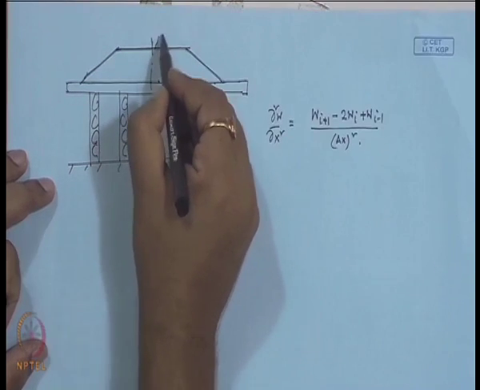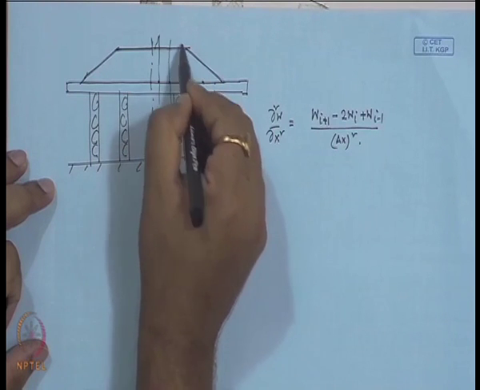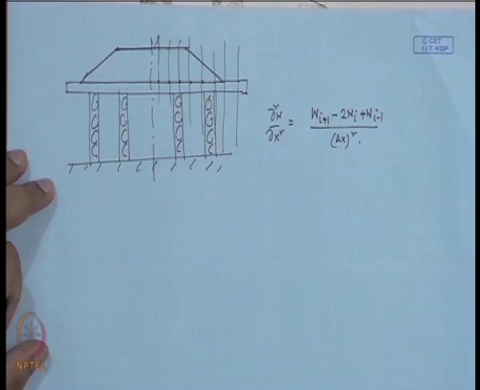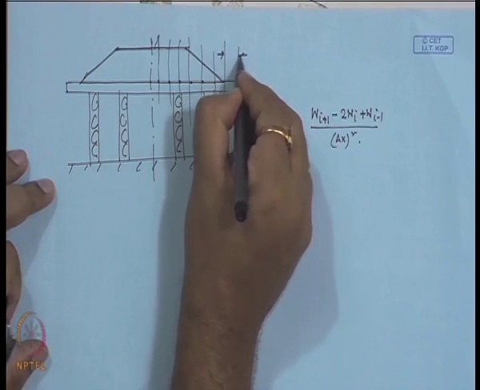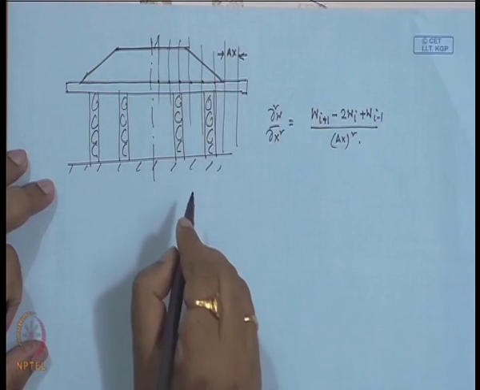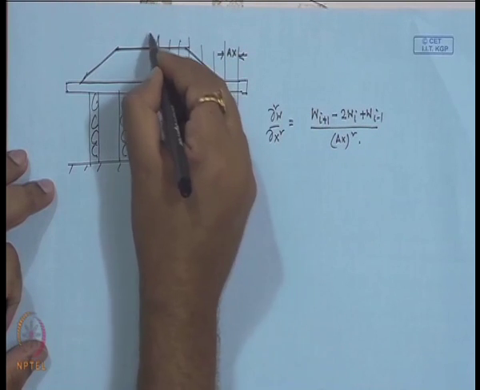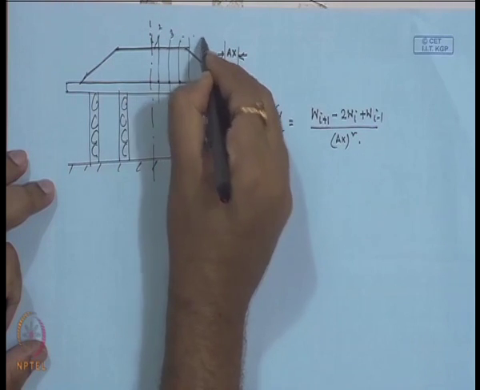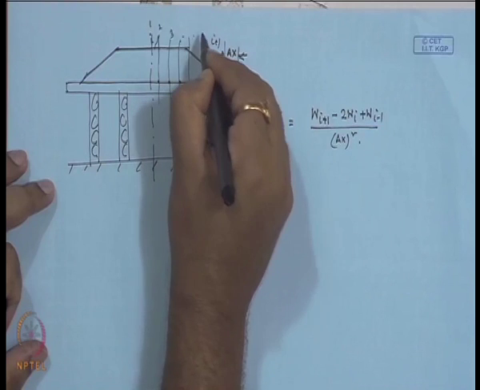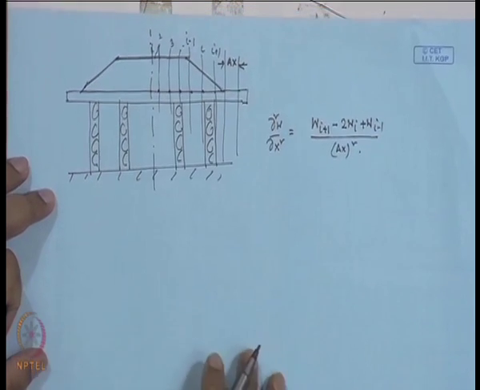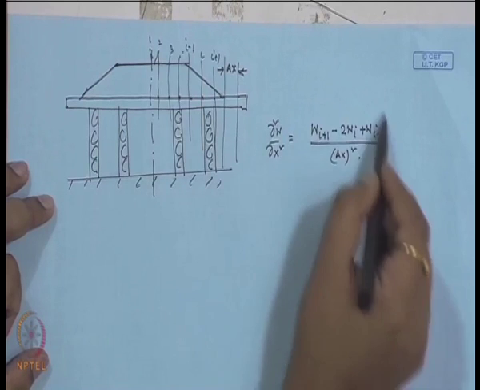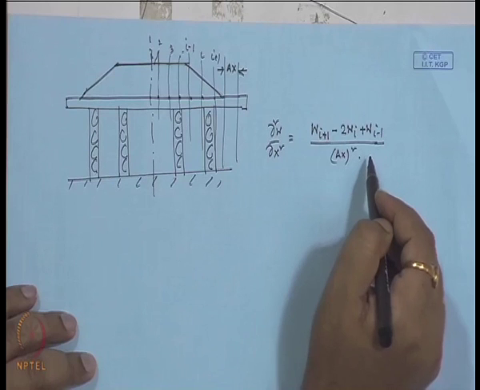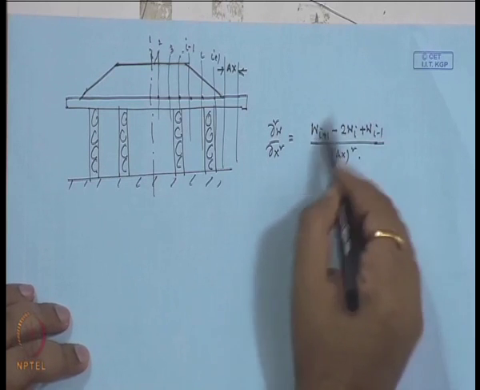That means we have to divide this total length into n number of segments. Each segment has a thickness of delta x. So, if it is 1, 2, 3, then this will be i, this is i plus 1, this is i minus 1.